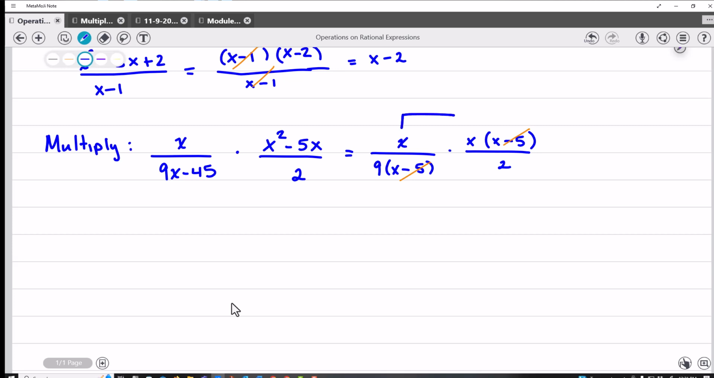And then this x times that x is x squared. And it looks like I didn't point to my 2, but my 18 at the bottom. And so multiplying, you do multiply straight across, but you always want to see if there is something you can cancel.